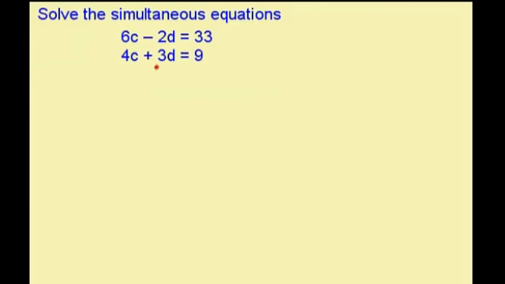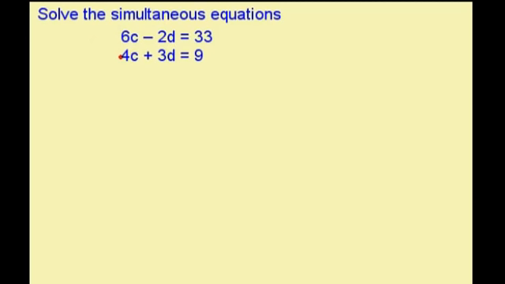To solve these simultaneous equations, I need to eliminate either C or D. To do this, I need to get either the coefficient of C the same or the coefficient of D the same. I can see straight away that if I multiplied this equation by 2, the coefficient of C would be 12, and if I multiplied this equation by 3, the coefficient of C would be 12.